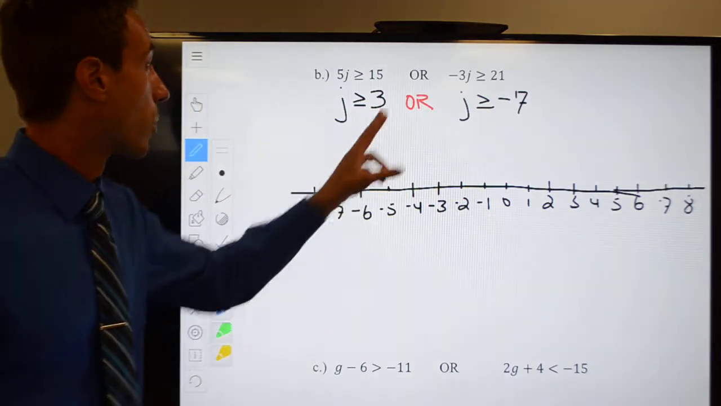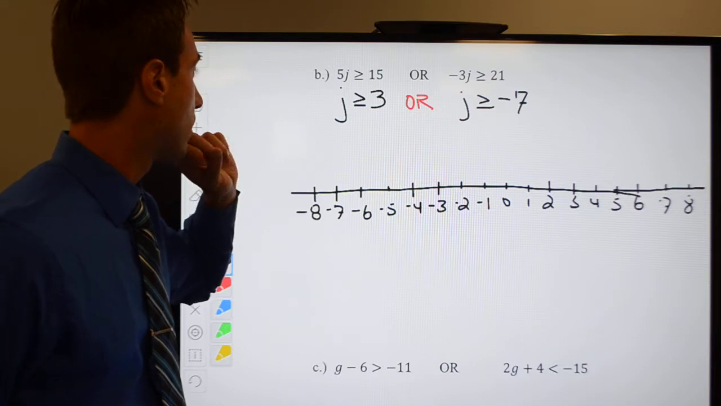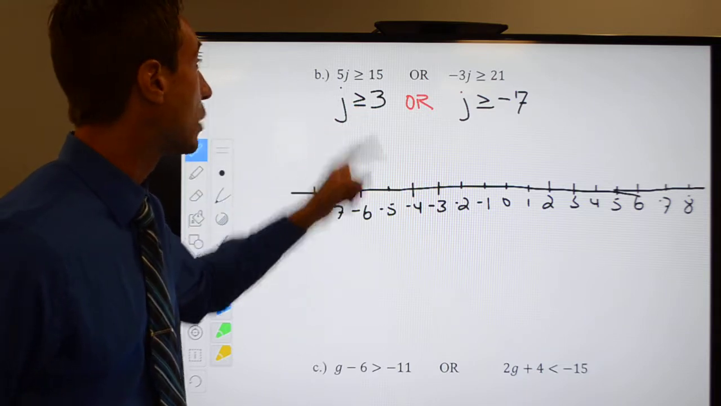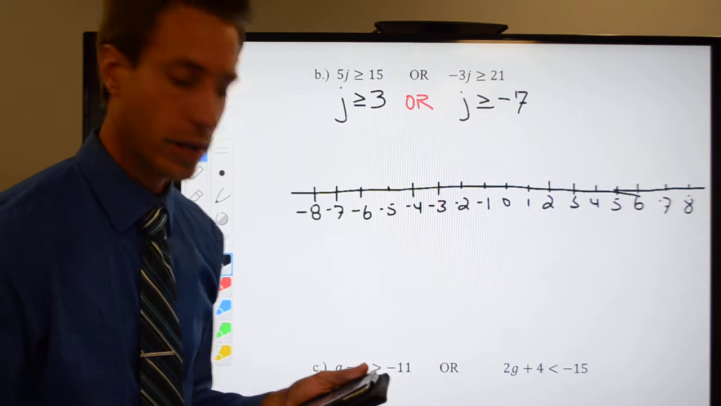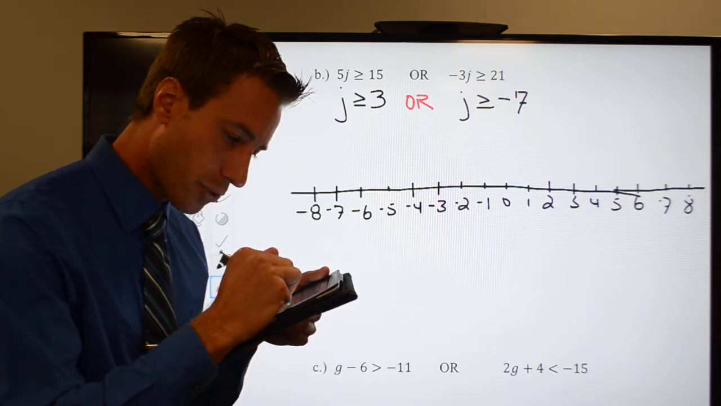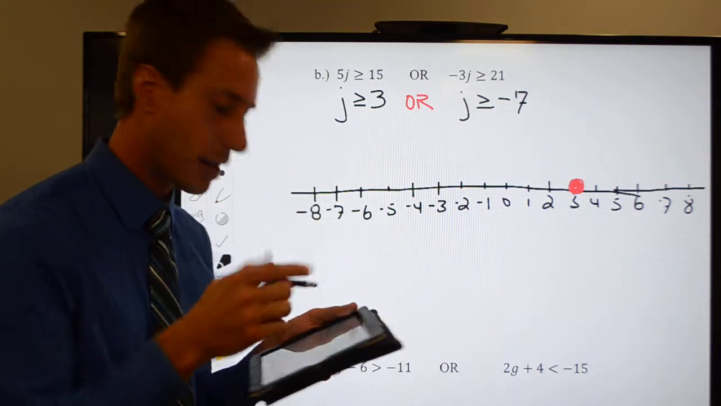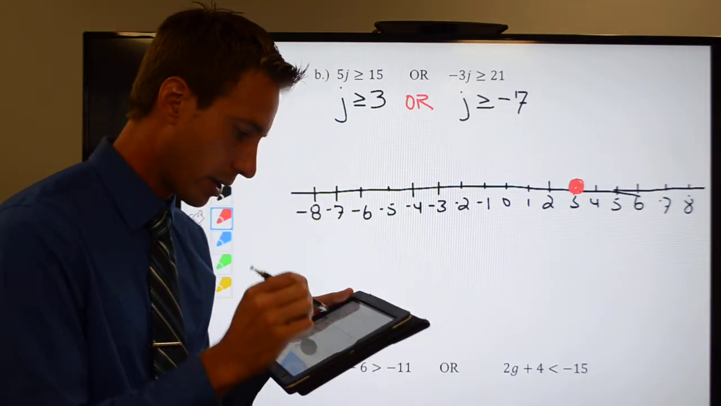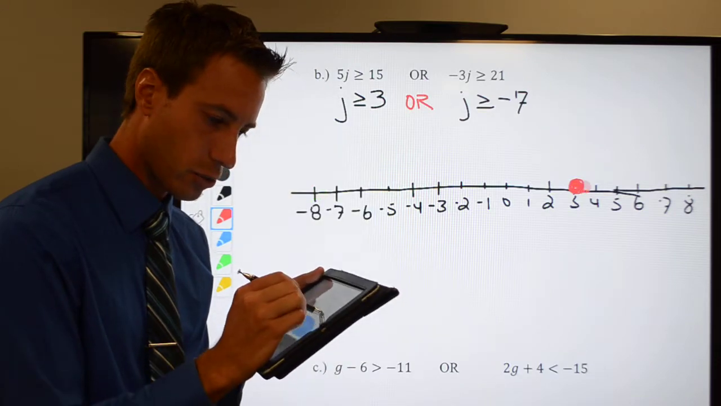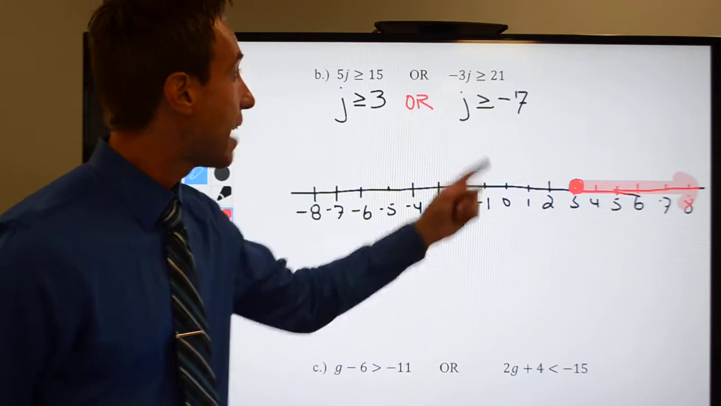So here's what we're going to do. I need everything greater than or equal to 3. So that means I need a closed circle on 3, and I need everything greater than 3. That's going to be everybody going in this direction. There we go. Everybody going in that direction. I need everything.